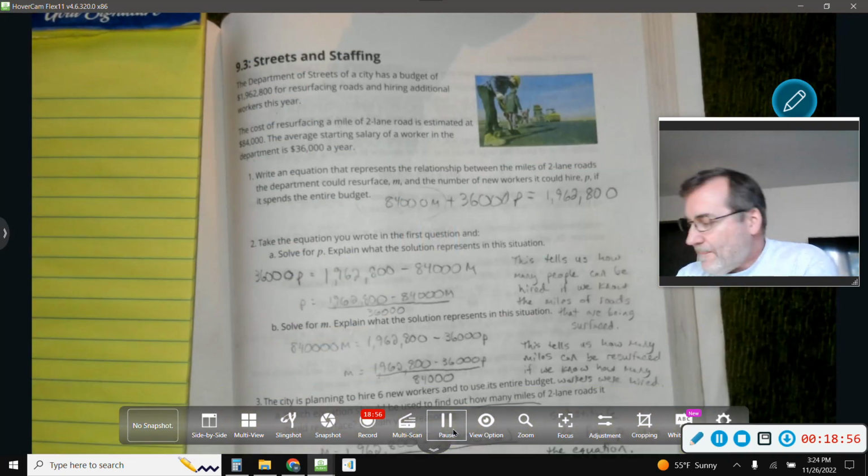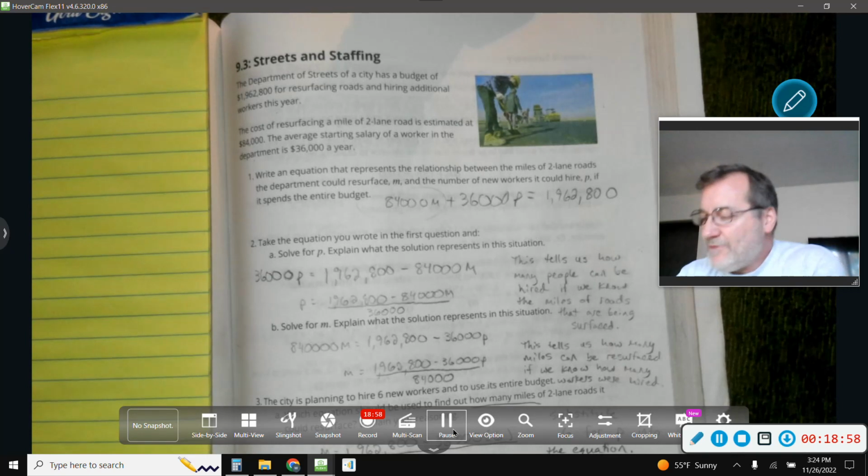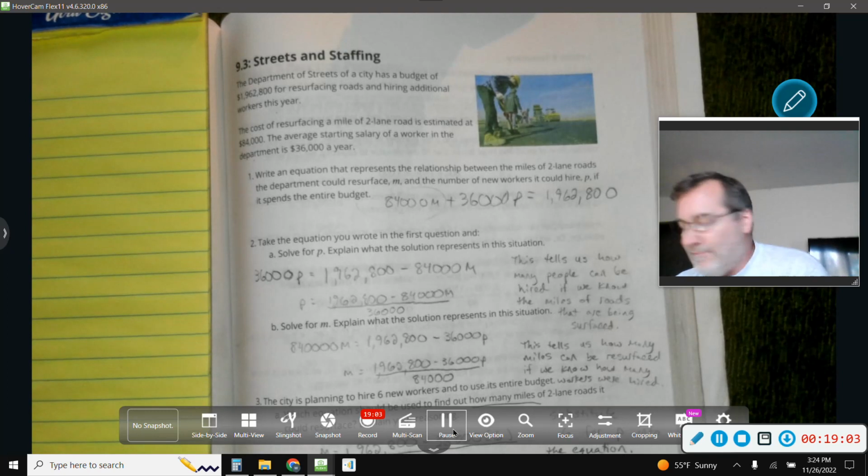Alright. And we're back. We're at 9.3 now. Streets and staffing. The Department of Streets of a city has a budget of $1,962,800 for resurfacing roads and hiring additional workers this year. The cost of resurfacing a 2-mile lane is estimated at $84,000. The average starting salary for a worker in the department is $36,000 a year. Write an equation that represents the relationship between the miles of 2-lane roads the department should resurface, M, and the number of new workers you could hire.